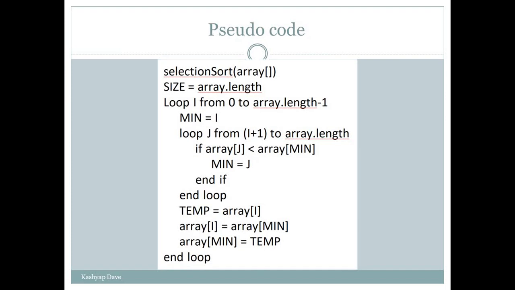In the selection sort algorithm, firstly we have taken a function named selection sort and passed an array in it. The array can be anything, 8 numbers, 10 numbers, anything. It can be sorted, it can be unsorted. By passing this array in this function, we will find its size by array dot length.